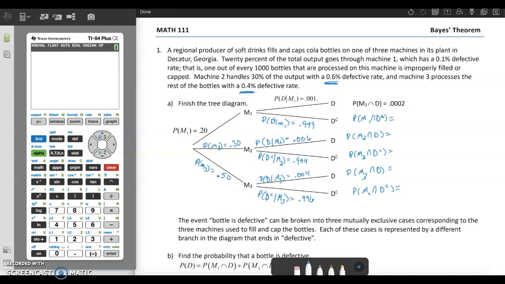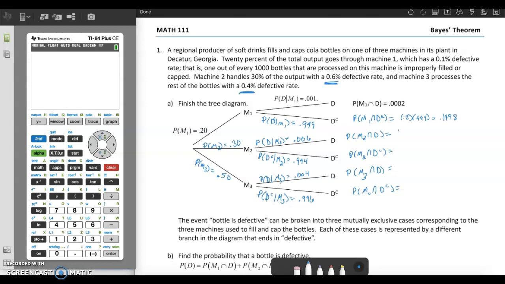Now, if we want to find all of the intersections, all of the ands, remember how we can just follow each branch out multiplying. So the probability of coming from machine 1 and being defective, they calculated already for us by doing 0.2 times 0.001, and they got 0.0002. To fill the rest of these in, I'm going to go through them sort of quickly, but you can calculate these on your own off to the side. The next one will be 0.2 times 0.999, and that gives us 0.1998.